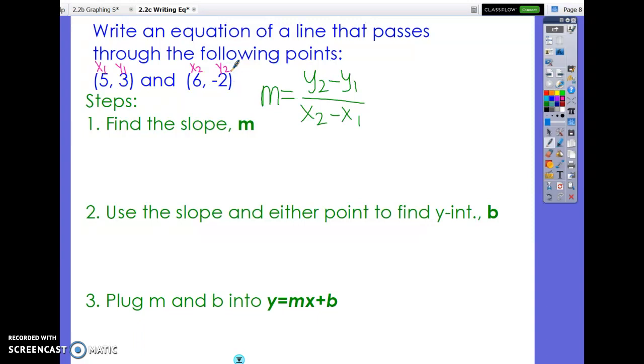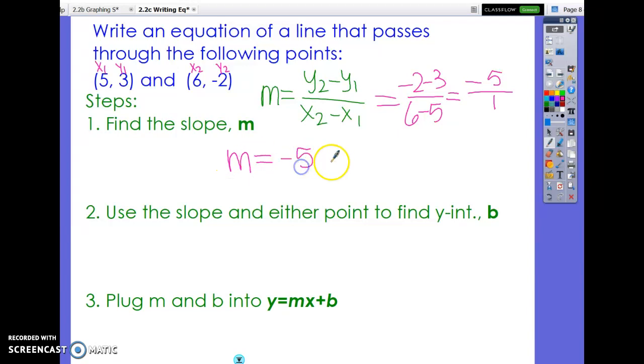Well, y2 minus y1 is my -2 minus 3. My x2 minus x1 is my 6 minus 5. And then I compute that. -2 minus 3 is -5. 6 minus 5 is 1. -5 divided by 1, well, we can just simplify that down to -5. Now we have our slope.